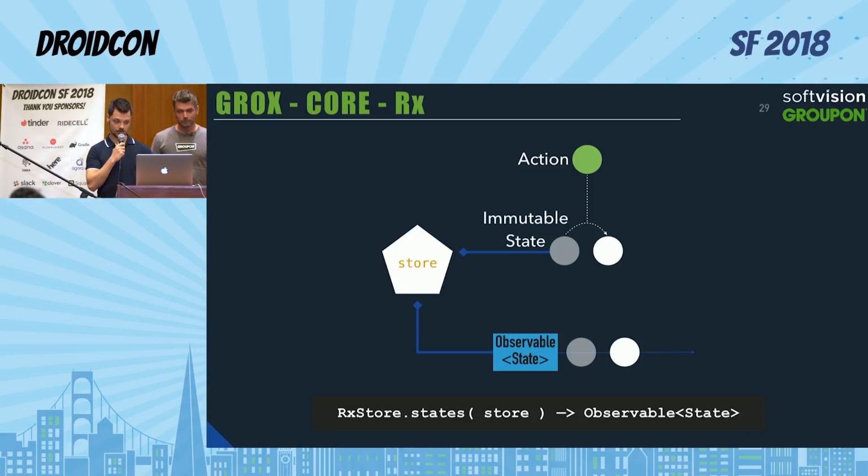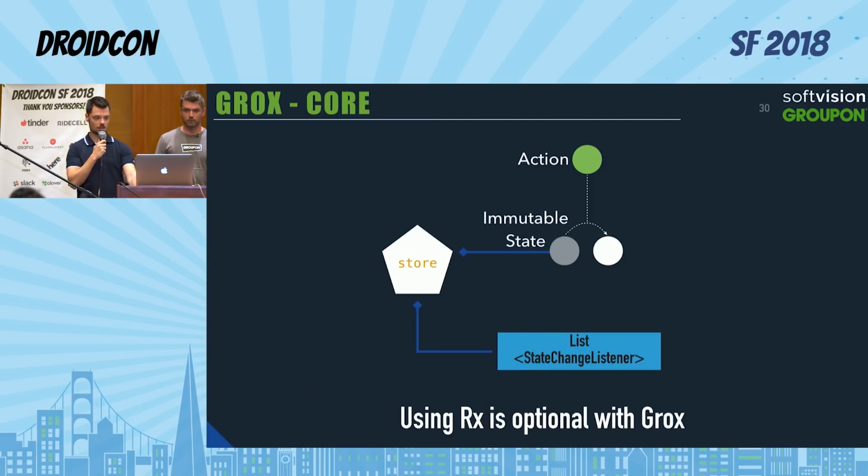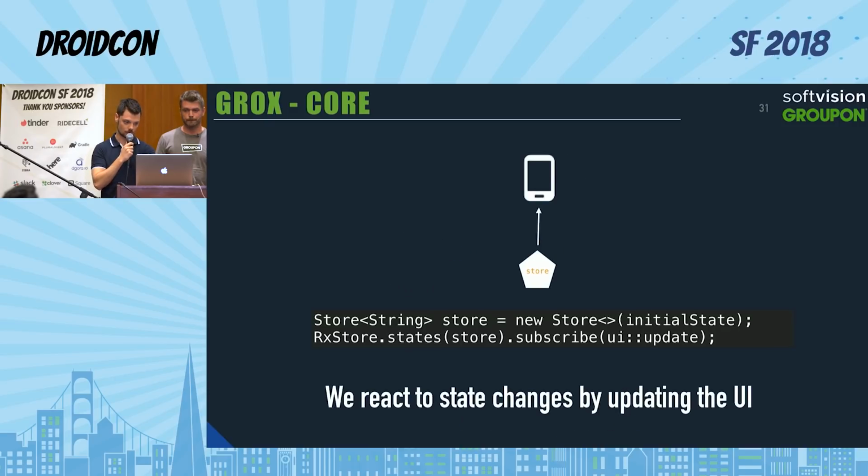So you have the Rx store that has the state methods that will let you use the store as a stream of state, an observable of states. So you can subscribe to it and be notified every time a new state is produced. But Rx is optional. You can also use it in a traditional way with a state change listener. Let's see a concrete example of how we can create a store.